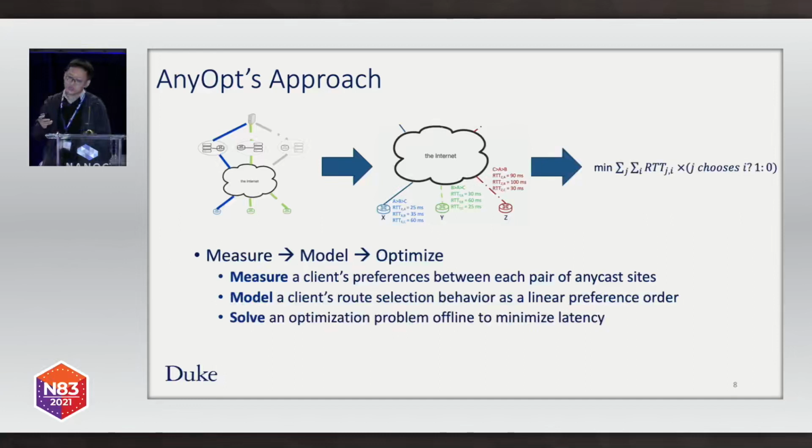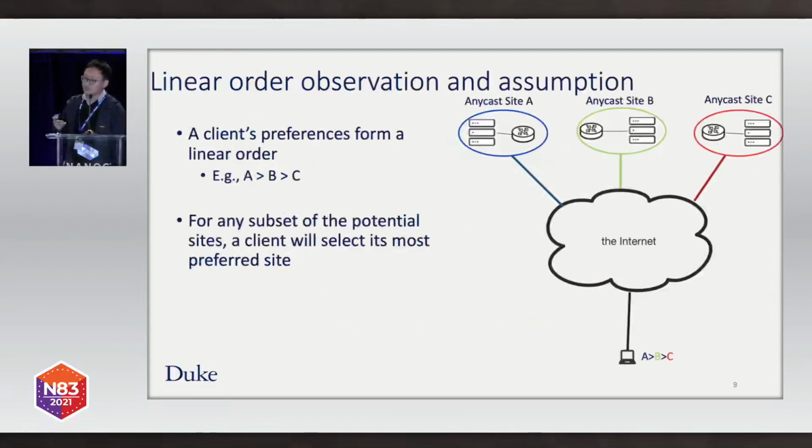And in the end, with both pieces of information I have just mentioned, so one is the total order among all available sites, and the other one is the round trip time from different clients to the Anycast sites, we can solve this problem in an optimization way offline, so that we can choose the optimal subset of sites that minimizes the round trip time.